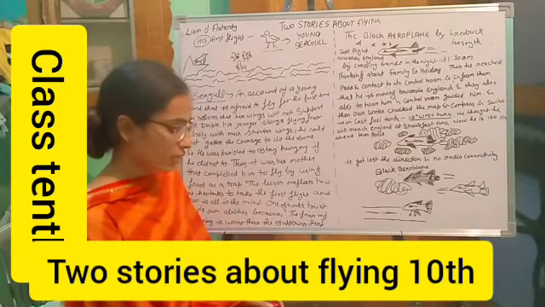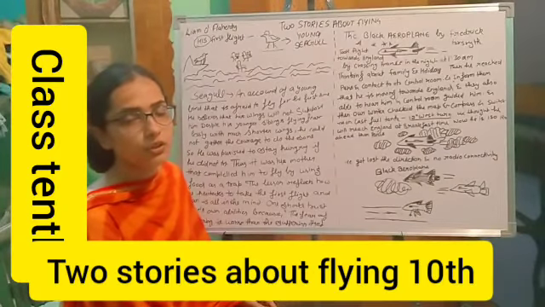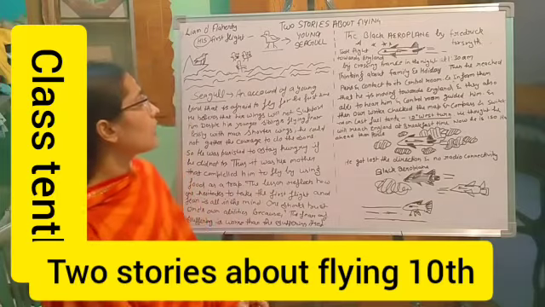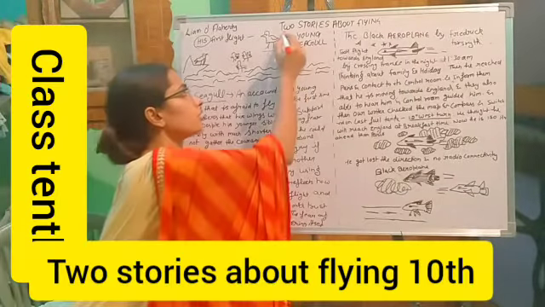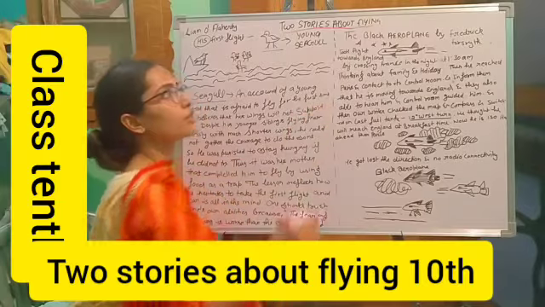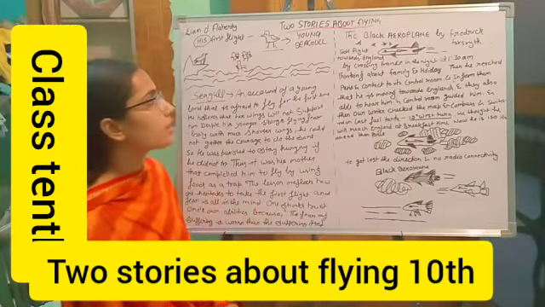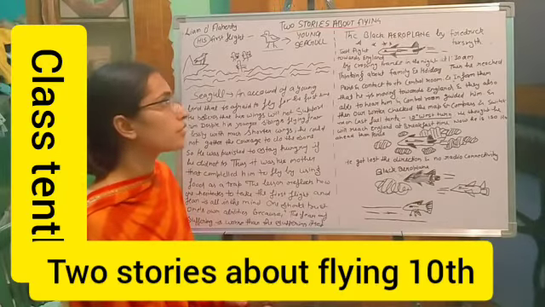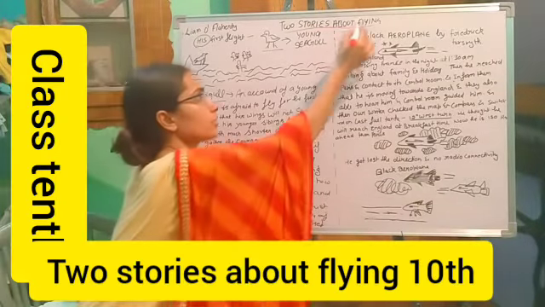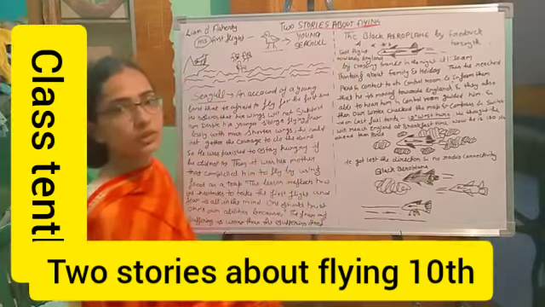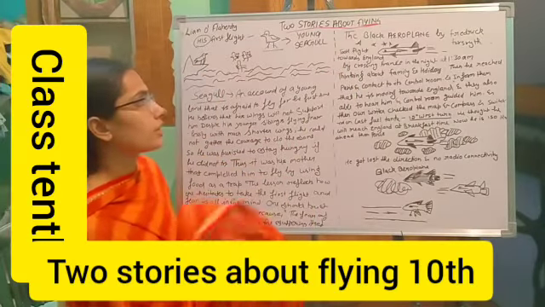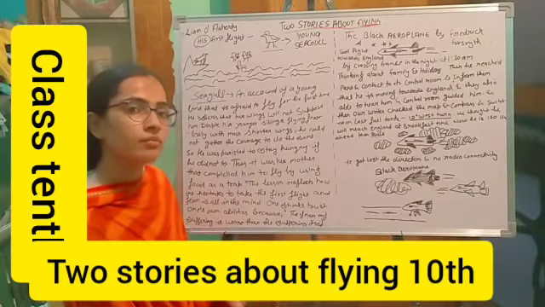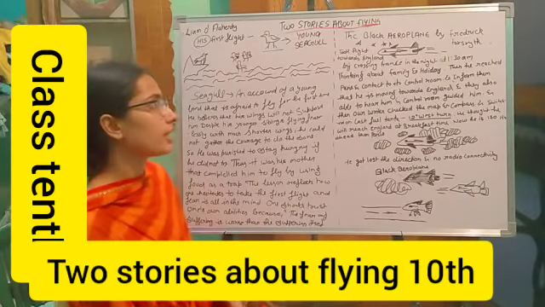Now today in this lecture we are just going to start our new lesson from the book First Flight of Class 10th. As the title indicates, the name of the lesson is Two Stories About Flying. It means it is a lesson which consists of two stories about flying. Here flying has two meanings: one is of the living, another for the non-living. Now let us consider how a living thing can fly and a non-living thing can also fly.